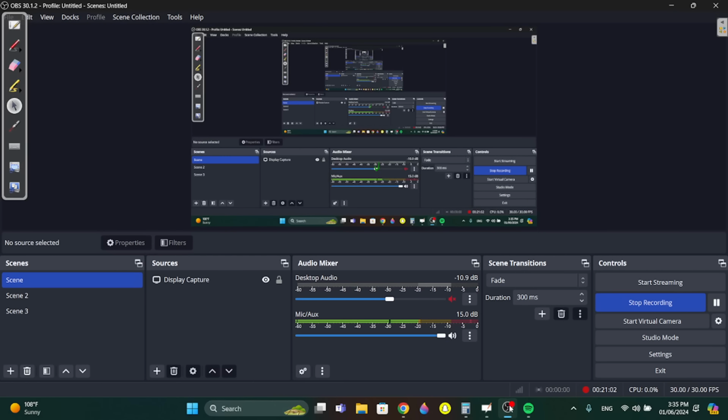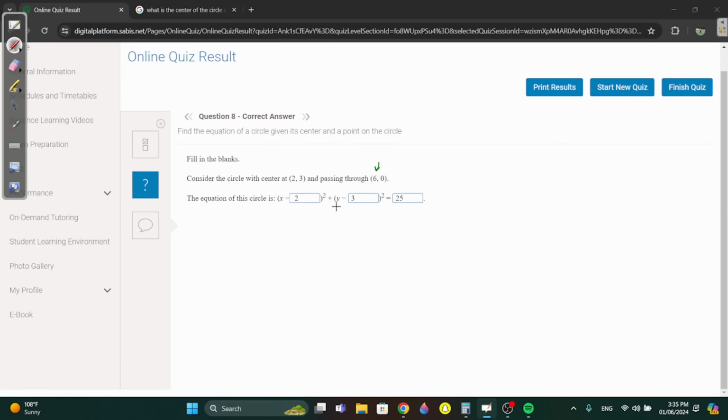Okay, and is my recording going? Okay. How do we do it? What's our equation of a circle? It's (x − h)² + (y − k)² = r². So let's apply the center first. Our center is (2, 3), so (x − 2)² + (y − 3)² = r². So we did this part, but we're missing the r part.